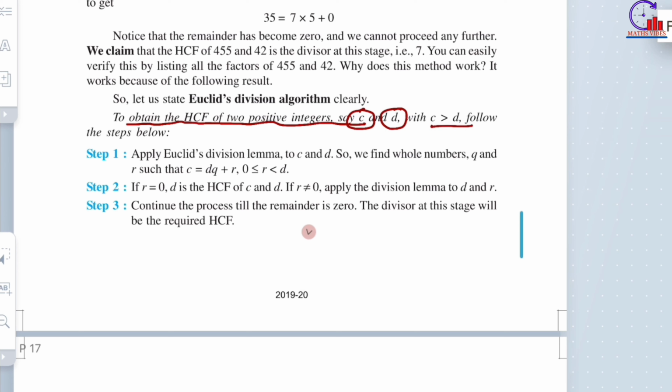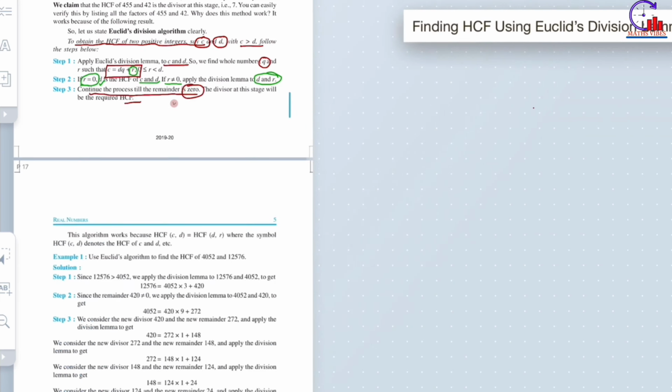The first step: we are finding the HCF of C and D. We need to find two integers Q and R, where C is equal to DQ plus R. This is Euclid's division lemma. If R is equal to 0, then the HCF of C and D is D. If R is not equal to 0, then we need to apply Euclid's division lemma to D and R. And we continue the process till we get the remainder 0. Now let us take an example.